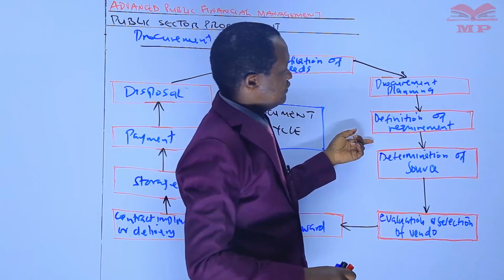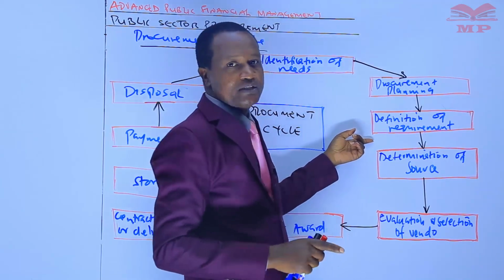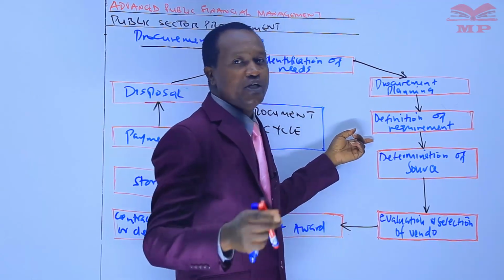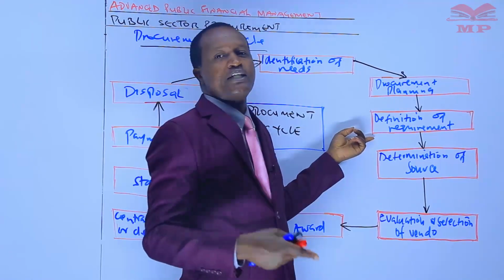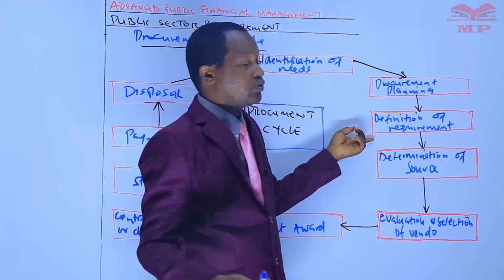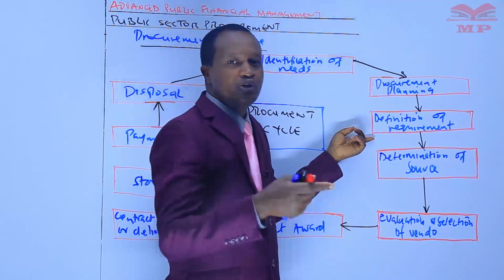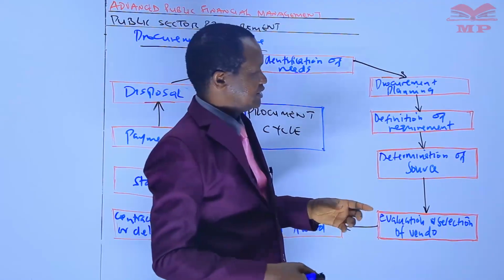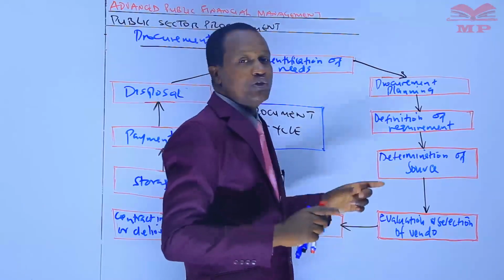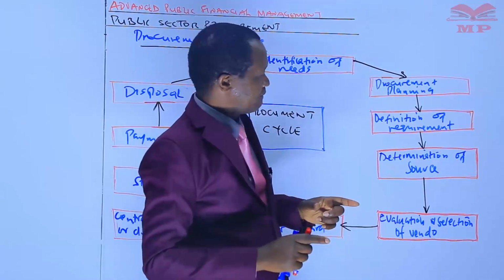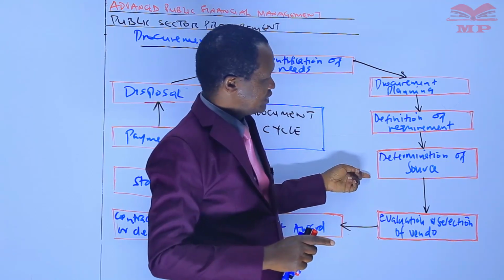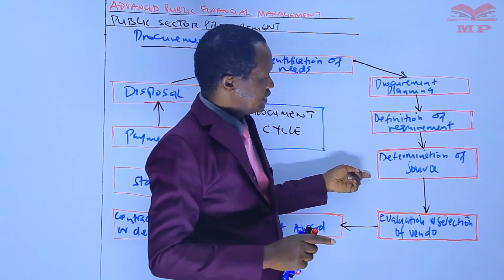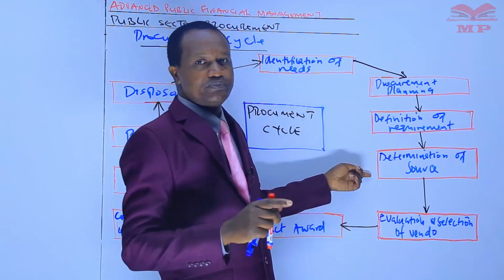Then we have definition of requirements. Now, this is the phase where the specifications for various requirements, the terms of reference, the bills of quantities, and the bid documentation is done. It's just that simple. Definition of the requirements. After definition of requirements, we have what we call determination of source.